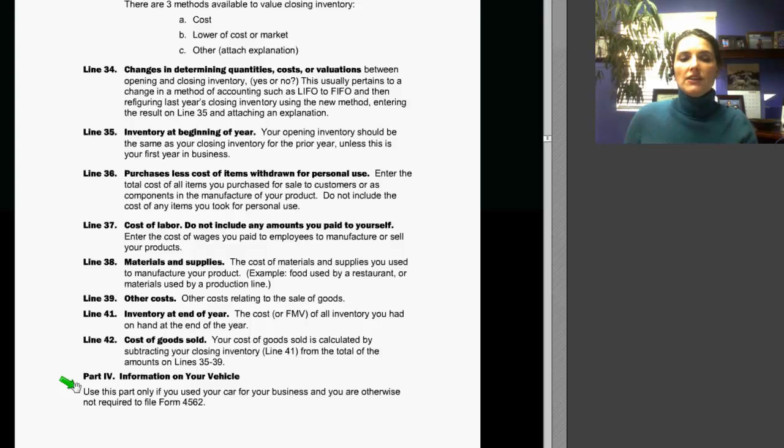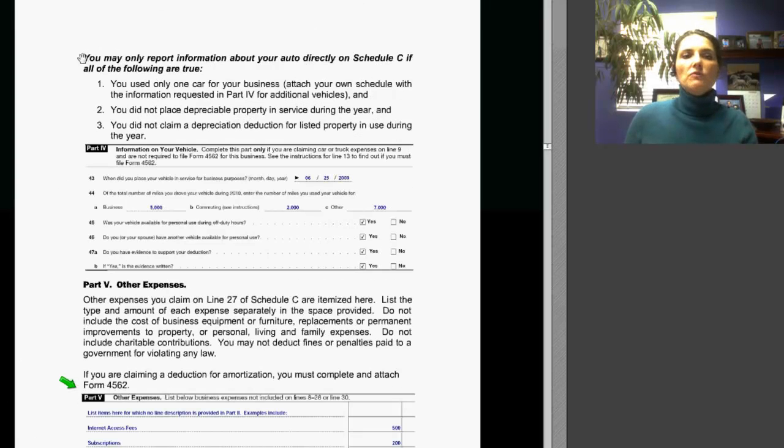We've already talked about this, and you only use this part if you used your car for business and you were not otherwise required to file Form 4562. You may only report information about your auto directly on Schedule C if all of the following are true. You used only one car for your business, but you can attach your own schedule with the information requested in Part 4 for additional vehicles. And you did not place depreciable property in service during the year, and you did not claim a depreciation deduction for listed property in use during the year.